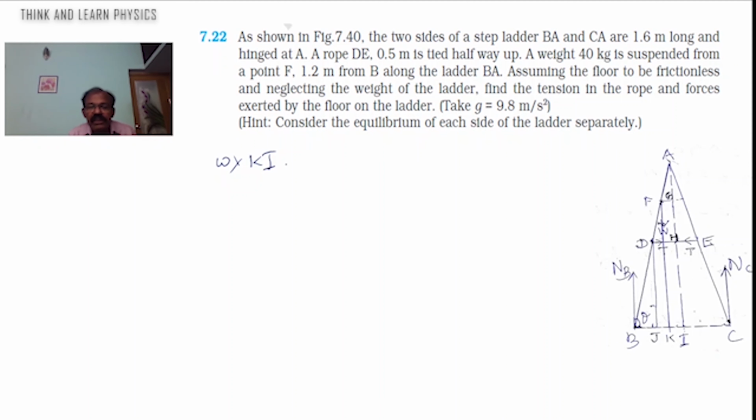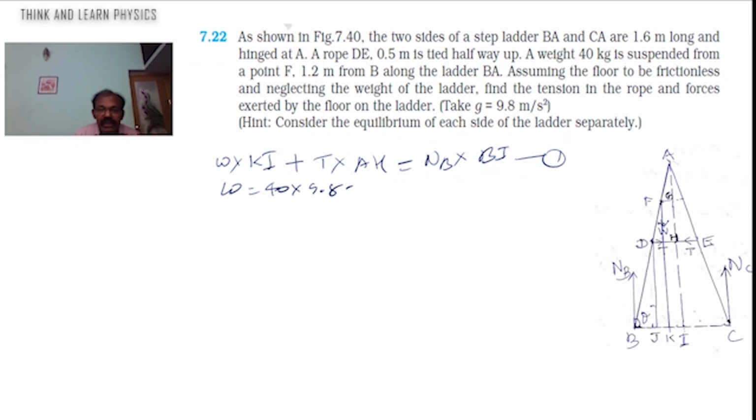Then plus the next anti-clockwise moment is that of the tension T. So T into AH is equal to the clockwise moment acting on the ladder AB, which is NB into BI. So that's equal to NB into BI. That's equation 1. Now W equals 40 into 9.8 equals 392 newtons.